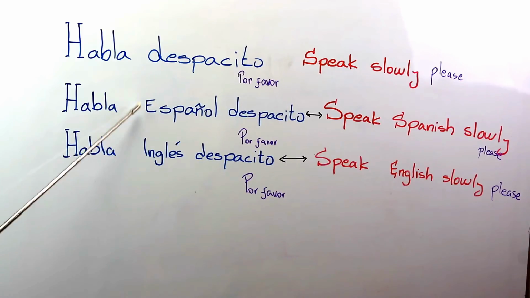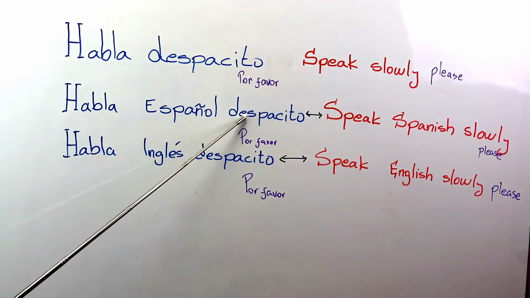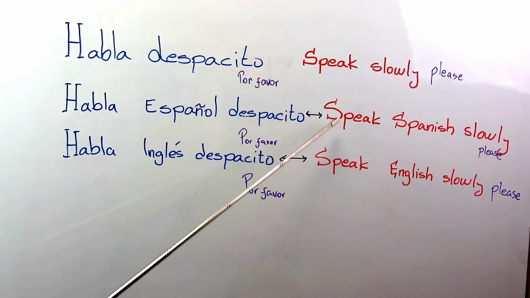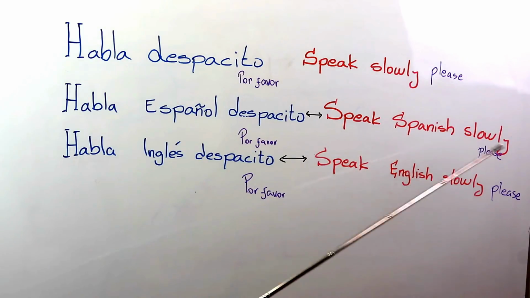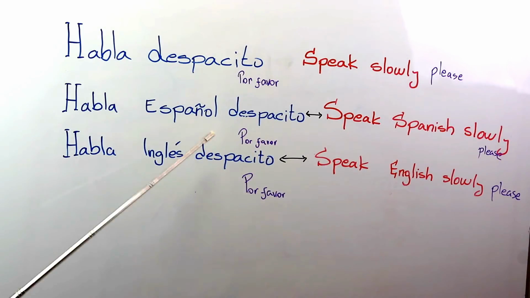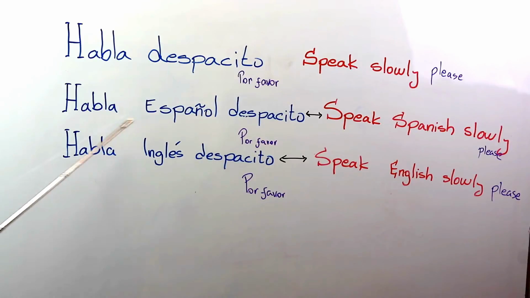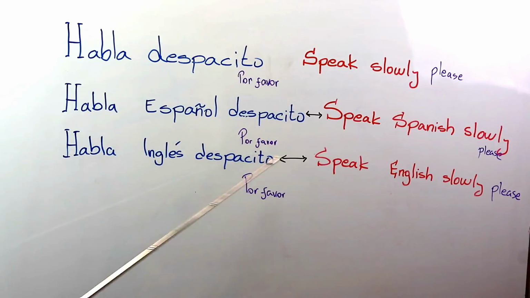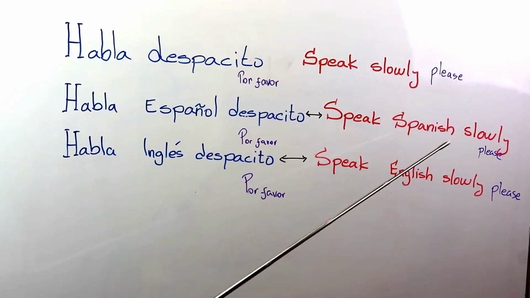Habla español despacito. Speak Spanish slowly. And we can always add the please at the end. Habla español despacito, por favor. Speak Spanish slowly, please. Next example.